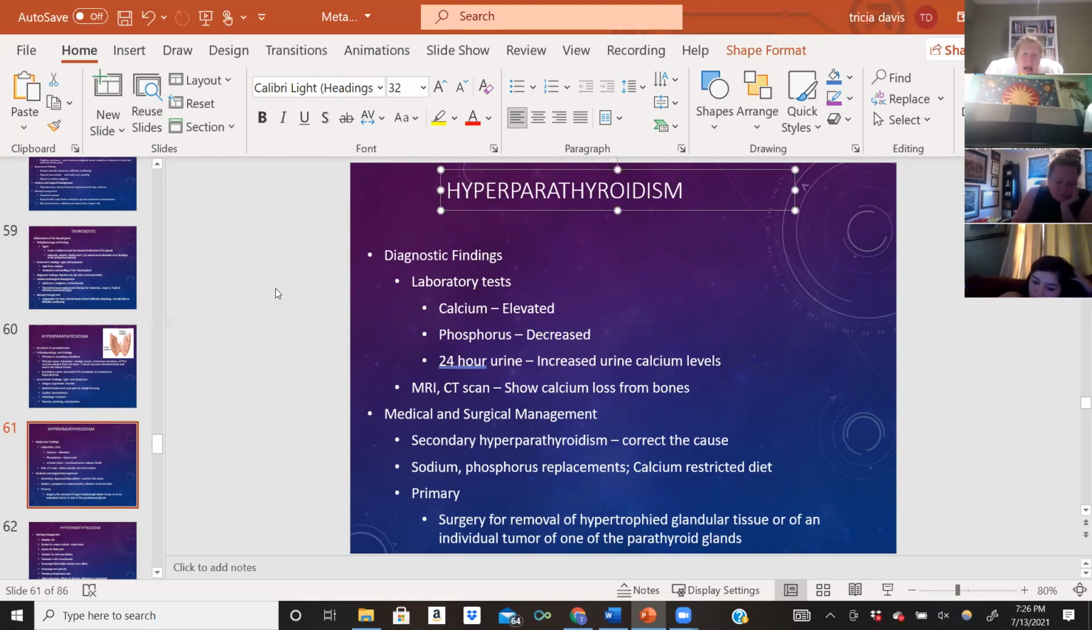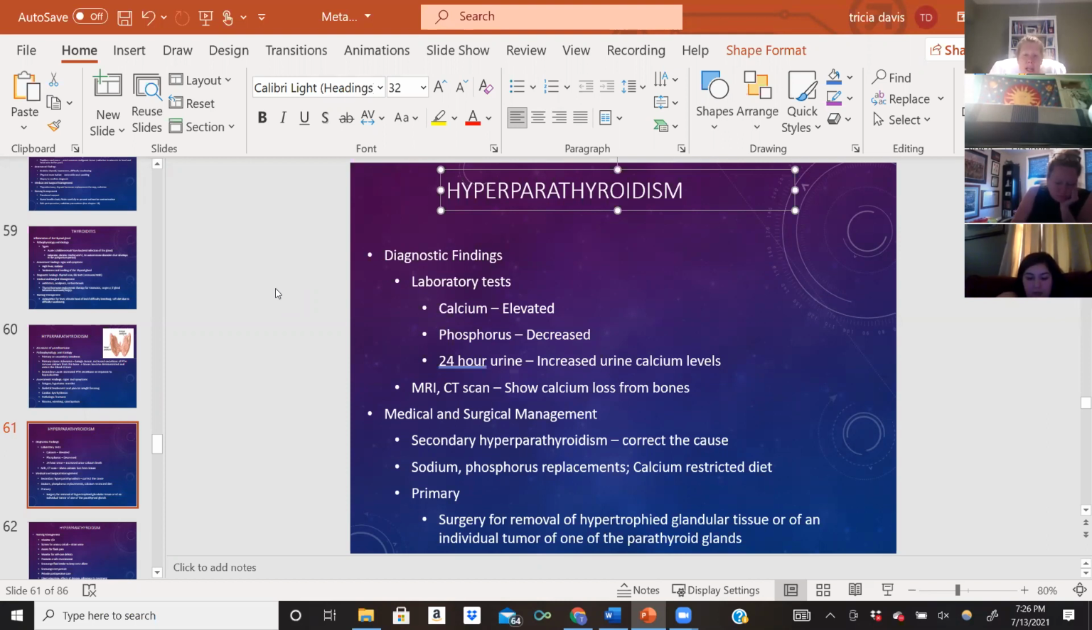So diagnostic findings, laboratory tests: calcium, phosphorus, and a 24-hour urine. So the calcium is going to be elevated in the blood, decreased in the bones. The phosphorus is going to be decreased. And then our 24-hour urine is going to show an increase in our urine calcium. So the calcium in our bones will be low, but the calcium in the blood will be elevated. We could do an MRI or a CT scan if we need to. That would show that this patient had a calcium loss from their bones.